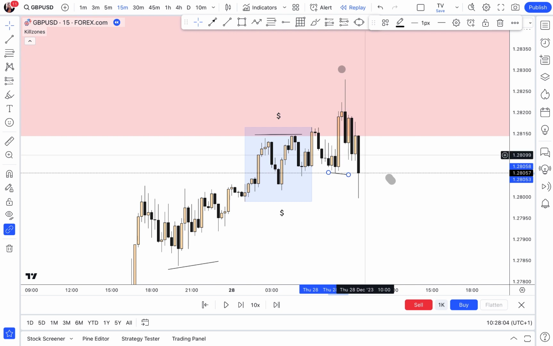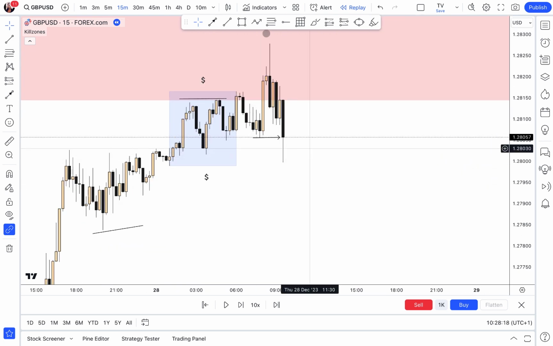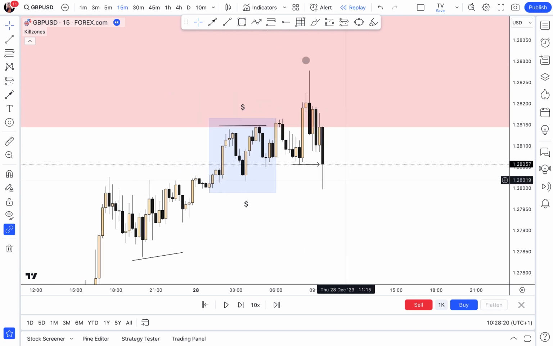So if we are looking to take a sell trade, we'll be waiting for this last low that pushed into our supply level that also cleared the Asian range high. We'll be looking for this to break before we then enter for a sell trade. Okay, so now this low has been broken.